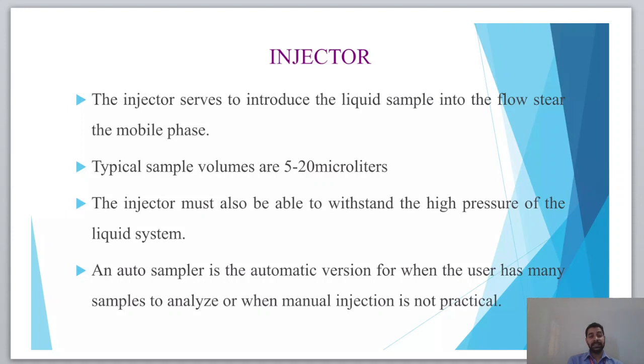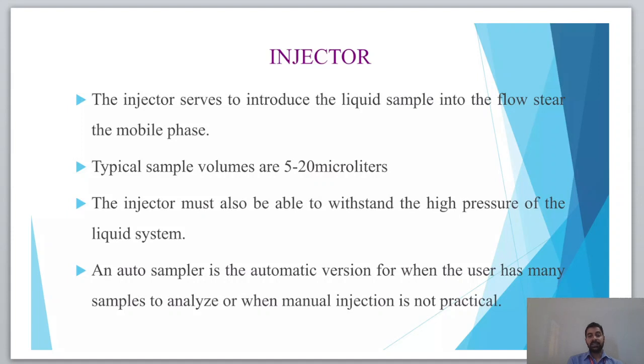Using that Hamilton syringe, we are going to give the injection into the injector by taking it into the inject mode. After injection, we are going to close that valve and take out the needle of that Hamilton syringe. The injector must also be able to withstand the high pressure of the liquid system.